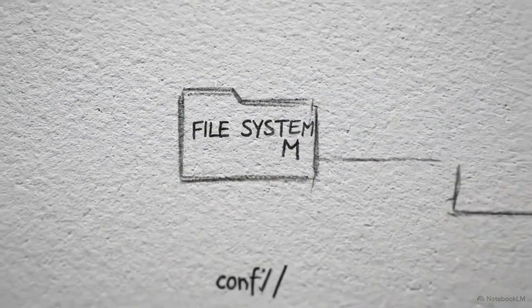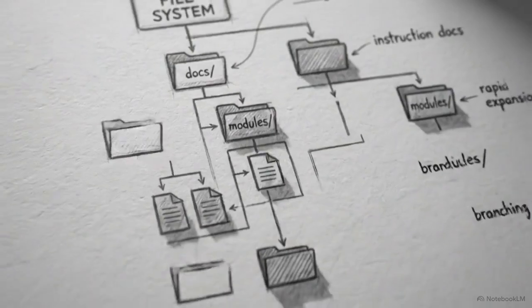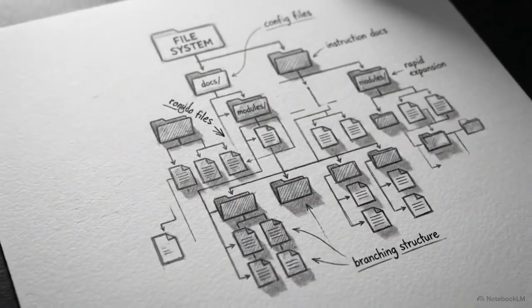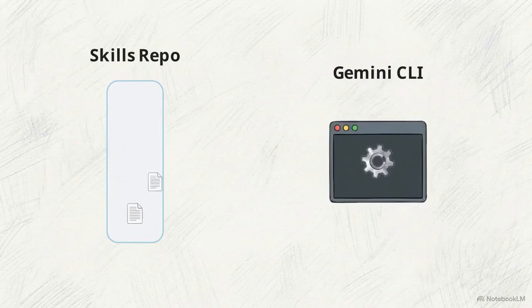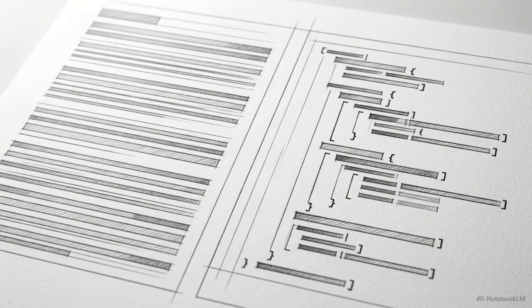The next logical step is to feed the system. In our next session, we will build a dedicated skills repo, a version-controlled library of custom prompt instructions that you can inject directly into the Gemini CLI to control how it writes copy and generates code.